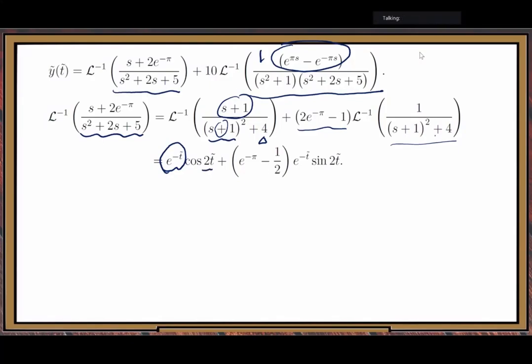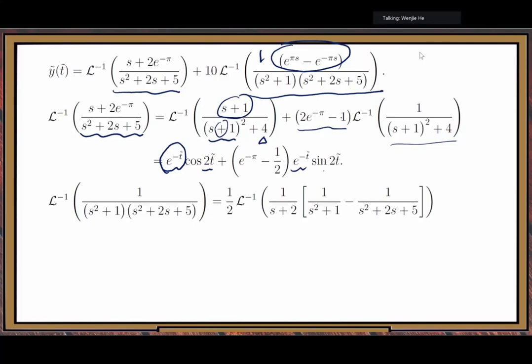Then the second one, T shifting part. Take care of this plus 1. So then sine. Try to get used to it. You can always use the formula. Then this one we need to split.